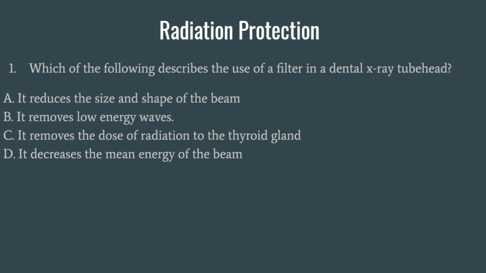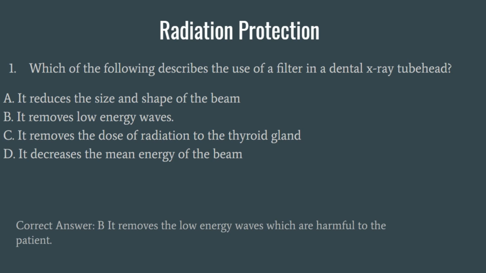So question number 1 for our review. Which of the following describes the use of a filter in a dental X-ray tube head? A, it reduces the size and shape of the beam. B, it removes low energy waves. C, it removes the dose of radiation to the thyroid gland. Or D, it decreases the mean energy of the beam. And the correct answer is B. It removes the low energy waves, which are harmful to the patient.